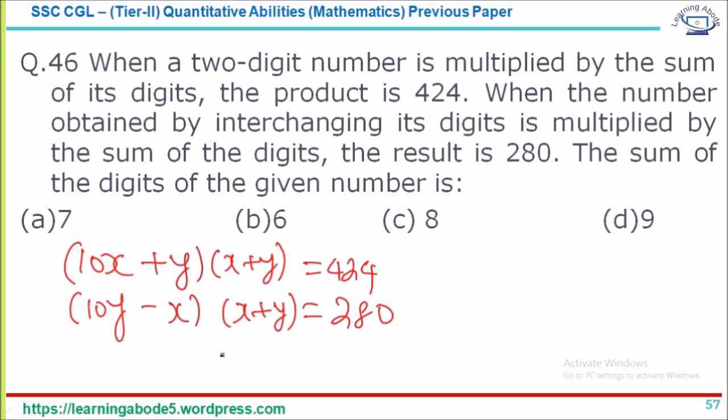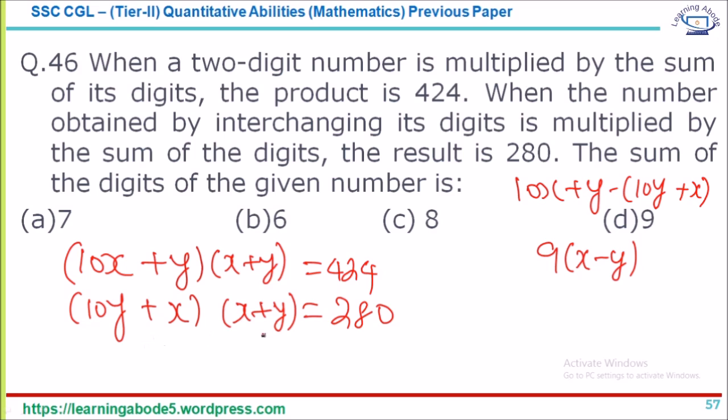Now let's look at the difference between the numbers. The original number is 10x plus y and the reverse is 10y plus x. Now if you take the difference, you will get 9 into x minus y. So that will be the difference between the numbers.